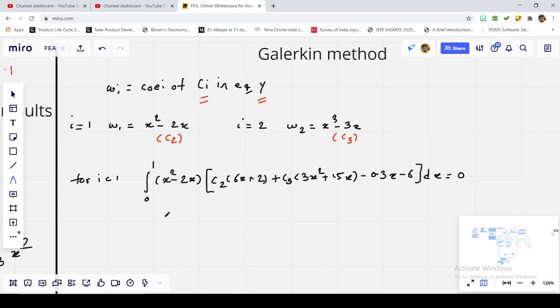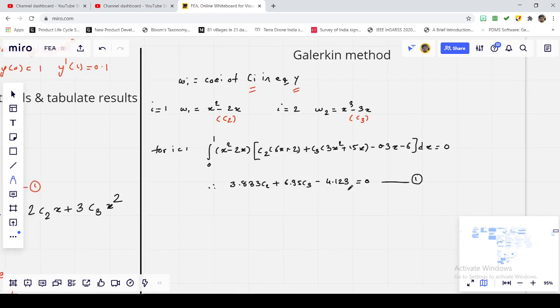If you put this directly in a calculator without simplifying these brackets, you don't need to do that, and that trick will help you to get the direct coefficients. So the coefficients are 3.833 C2 plus 6.95 C3 minus 4.123 is equal to 0. You will label this as 1. This is my first equation which you get from Galerkin.